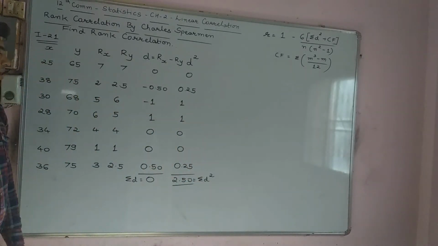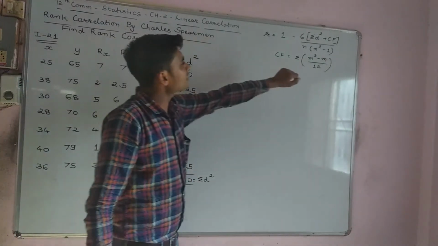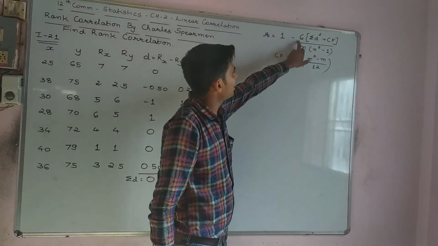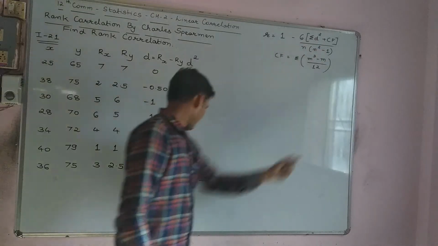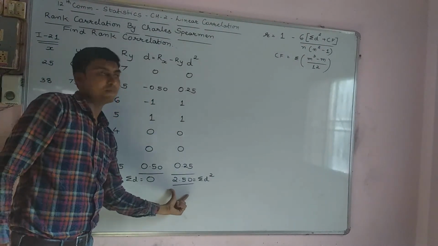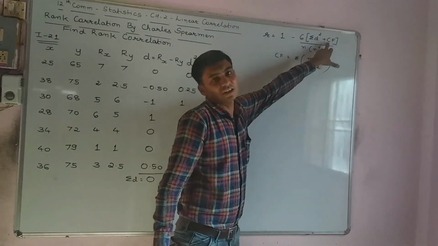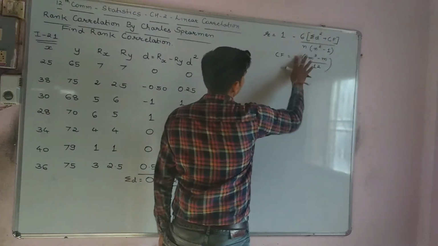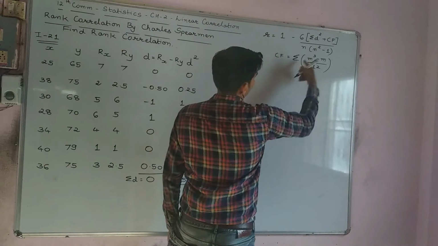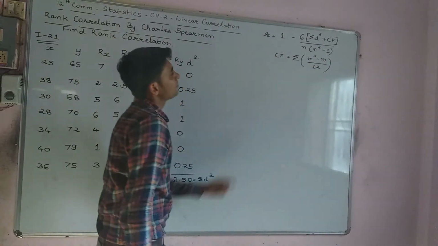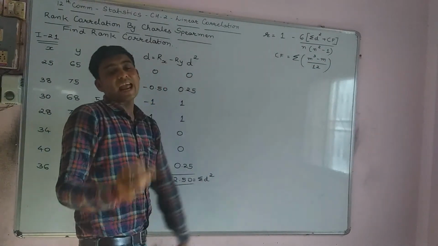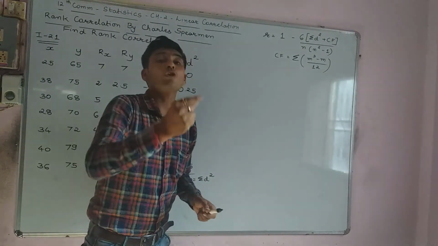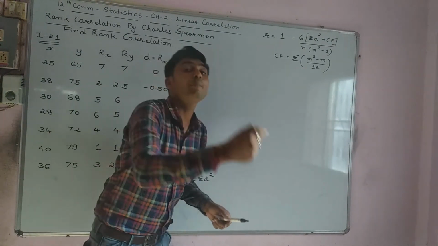Okay friends. Now what is the formula? R is equal to 1 minus 6 into sigma D square. ये આપણને મળી ગયું 2.5. But we are required to find what? CF. Now how to find CF? CF is what? Sigma m cube minus m divided by 12, and m is what? Number of times a particular observation is repeated.